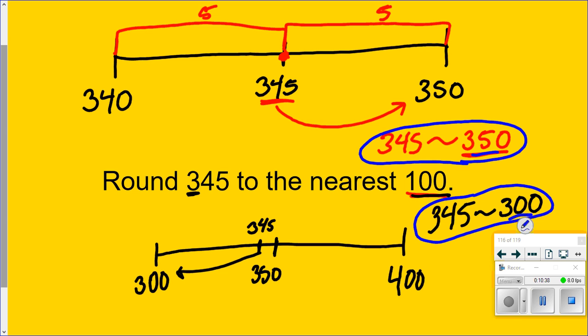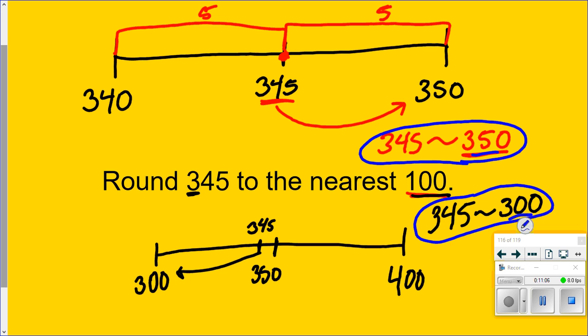The different answer for the 100 is because it's 5 back, and also it's the closest because it's behind 350, and when it's in 350 it would be close to 400. I got 345 to 350, and I have 345 to 300. Shelby, what do you think?